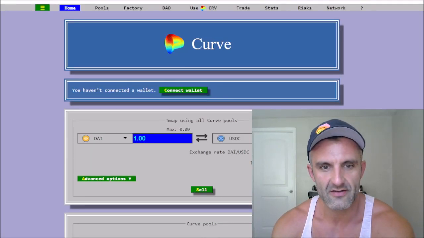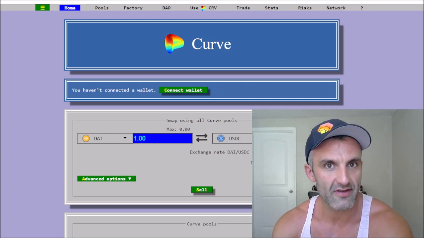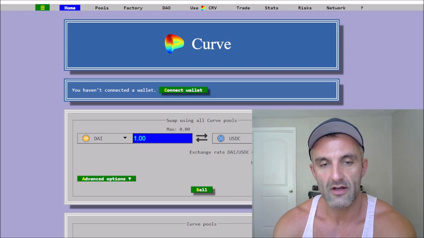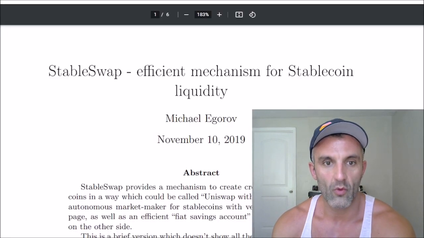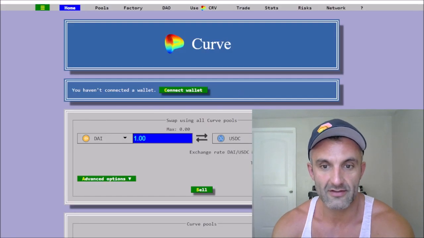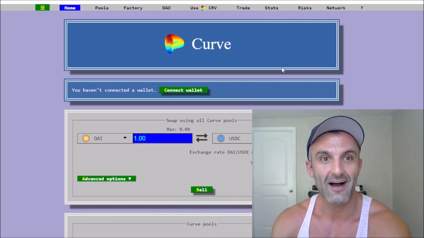Curve Finance, the DEX that actually allows you to specifically focus on stablecoins. I read through their white paper about this, and I wanted to talk about this. I wanted to talk about their, look at this frickin' site here.